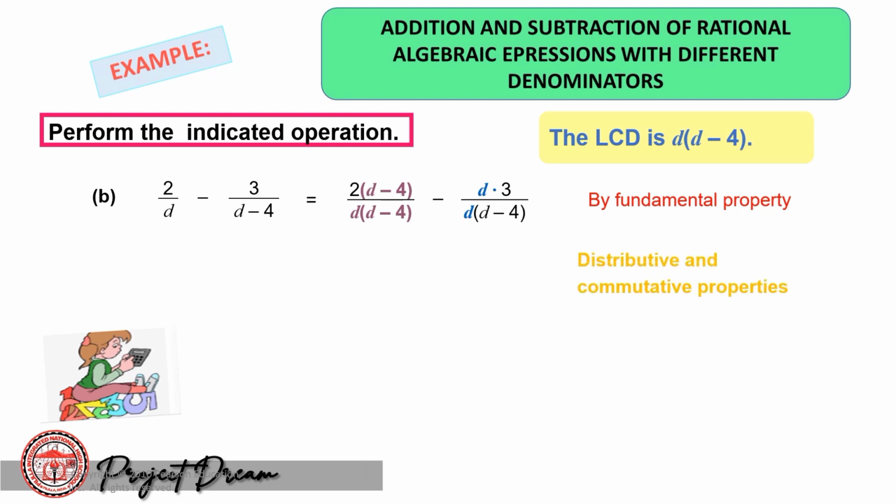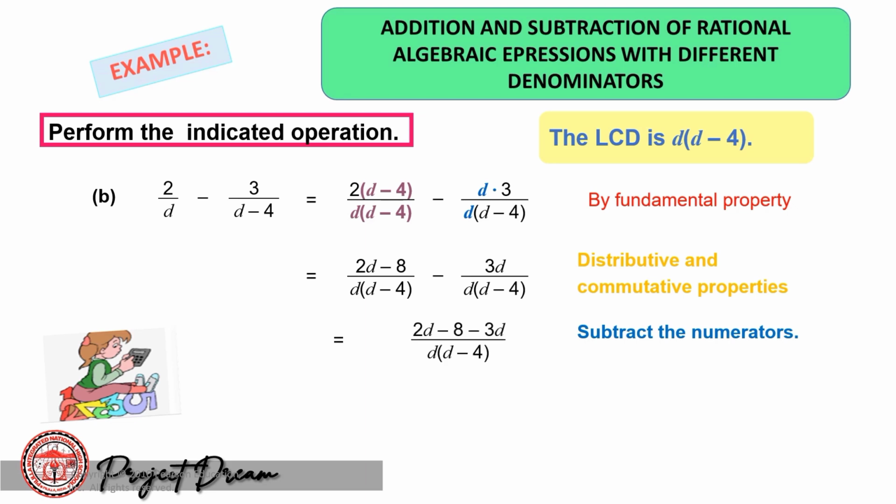By the distributive and commutative properties, we have 2d minus 8 and d times the quantity of d minus 4, minus 3d over d times d minus 4. By subtraction, you have 2d minus 8 minus 3d over d times the quantity of d minus 4. Combining like terms in the numerator, we have negative d minus 8 over d times d minus 4.